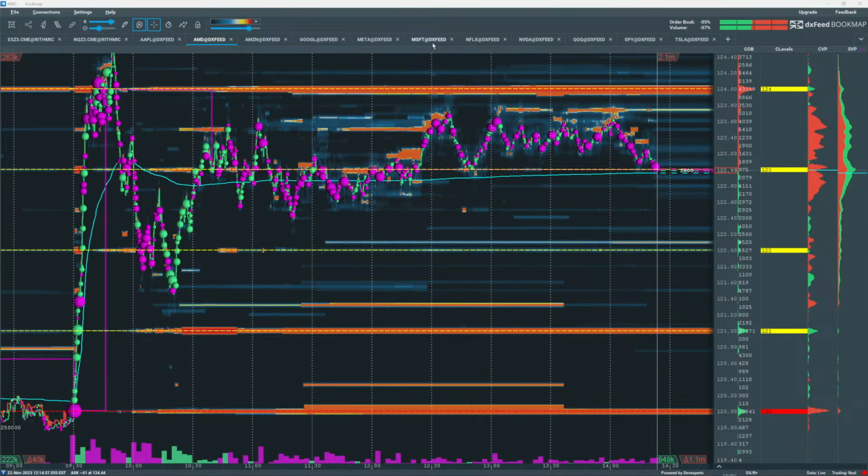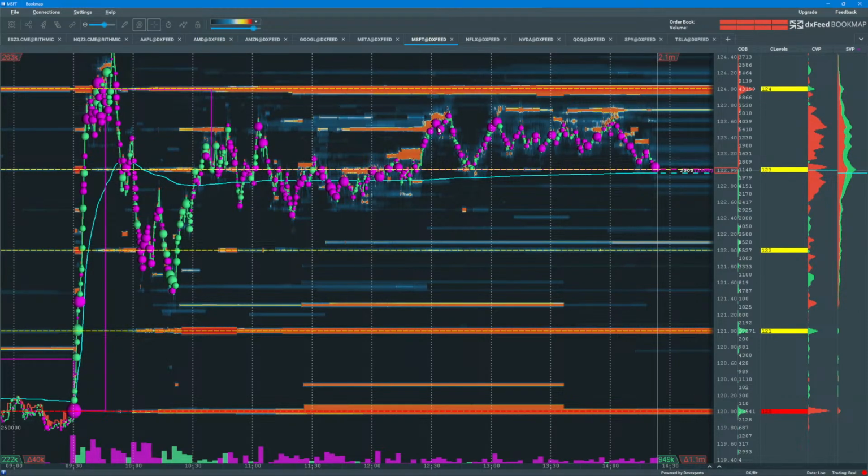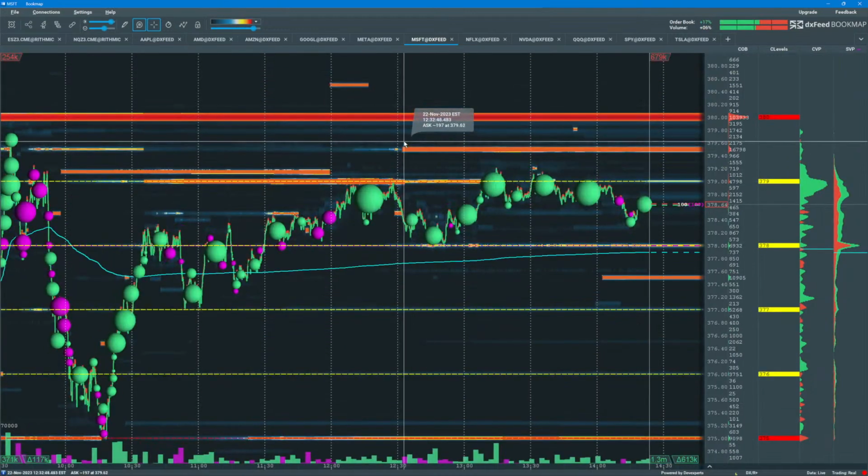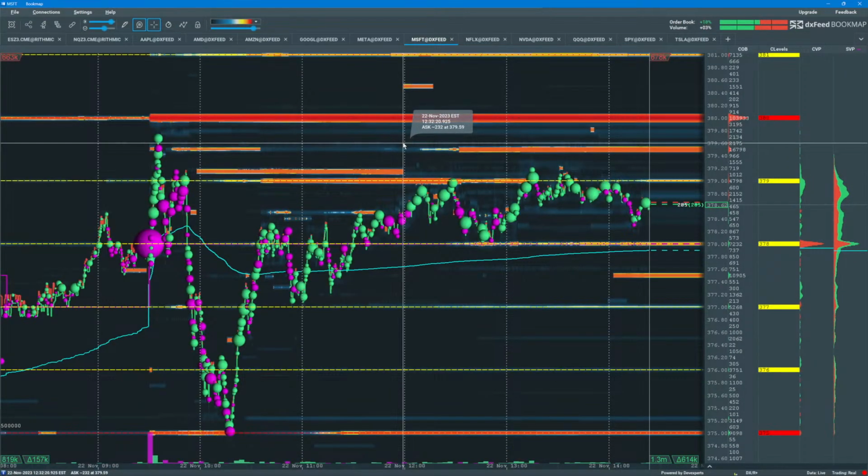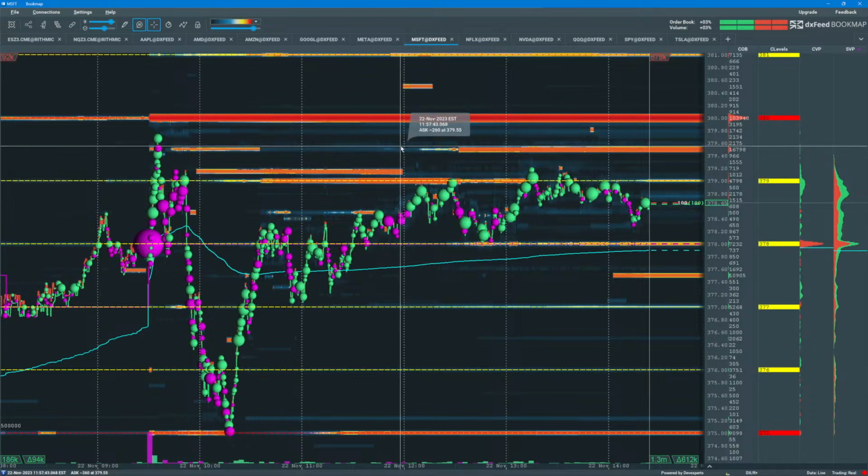Let's take a look at Microsoft. Kind of a choppy day in Microsoft. Microsoft has been in the news with the OpenAI Sam Altman saga. It looks like that may be coming to a resolution. For those of you who are not familiar, I believe last Friday the board of OpenAI fired Sam Altman as the CEO.